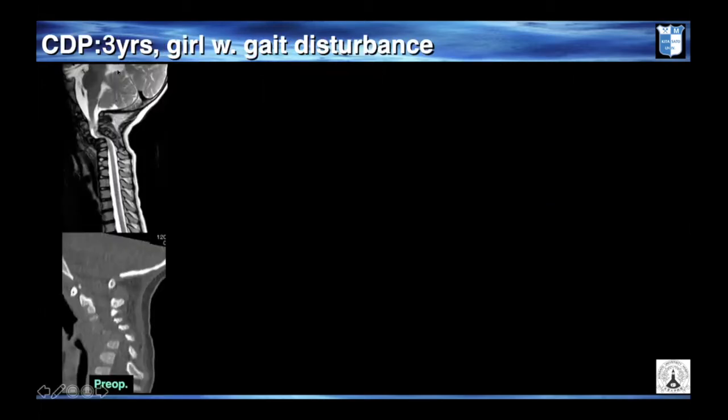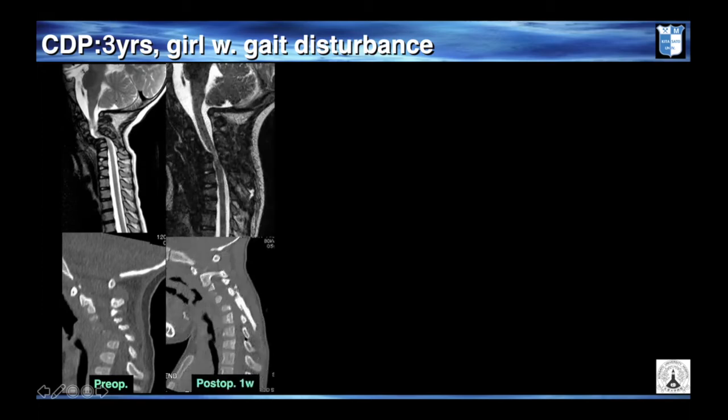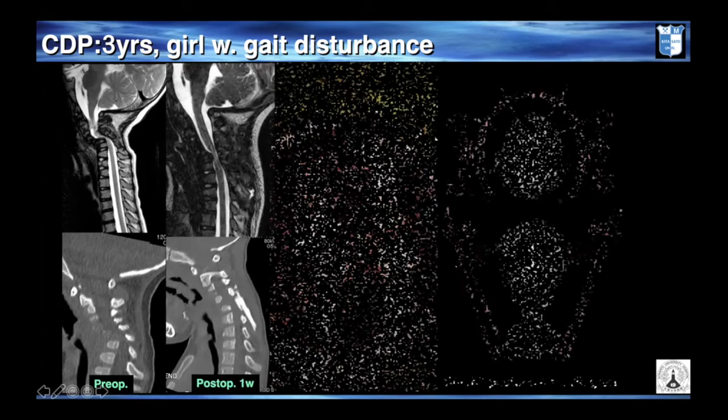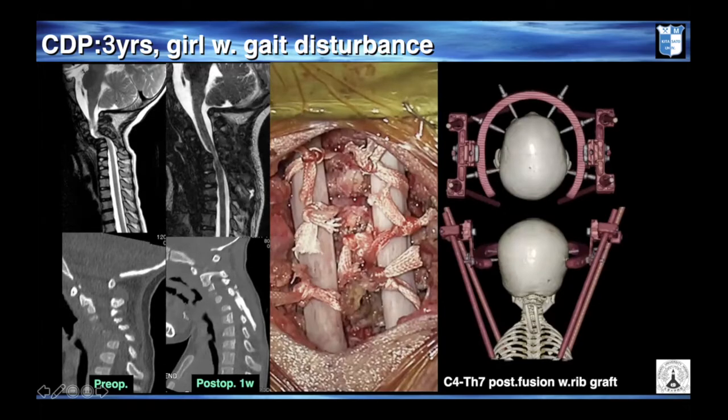This is another patient with conductive pancreatitis, a 3 year old girl with a gait disturbance. This is not a conjunctivitis junction, but a cervical deformity. But I just would like to show you how tough this disease is for a neurosurgeon. What I did was a C4-C7 posterior fusion with a deep bone graft like this. This is a post-op. I placed this head fixation as I presented to you.